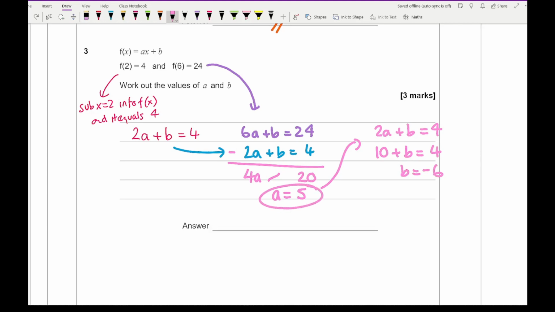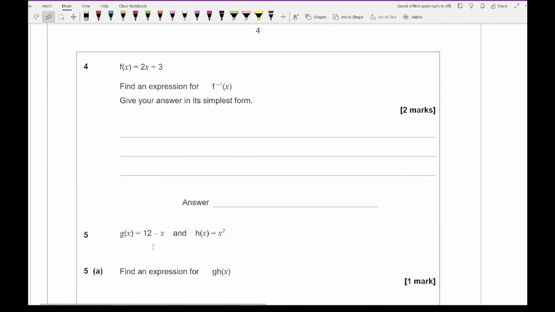So there are my two values. So a equals 5 and b equals minus 6. Moving on to question 4, it says that f of x equals 2x plus 3. Find an expression for the inverse function of x. Give your answer in its simplest form.